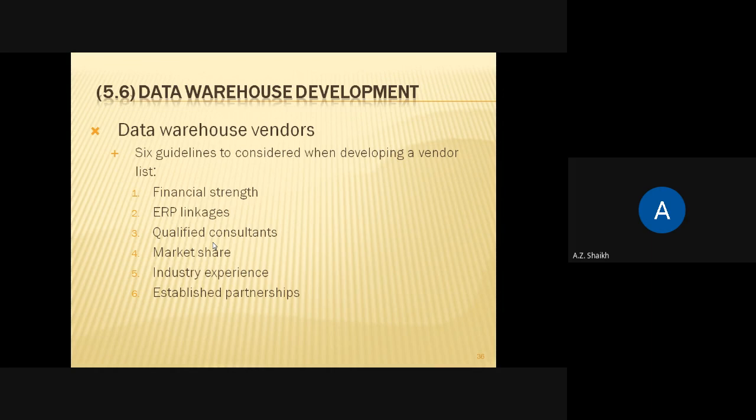तो जो फैसिलिटी हमको सबसे ज्यादा जहां से मिलेगी, then we decide to purchase that particular thing from that particular shop. So here also, whenever you are selecting the vendors for the data warehouse, you are considering these six guidelines to consider when developing a vendor list. तो सबसे पहले फाइनेंशियल स्ट्रेंथ, देन ERP लिंकेज, देन क्वालिफाइड consultants, then market share, then industry experience, and establish partnership. Okay, so these are the things you are considering when you are selecting the vendors.